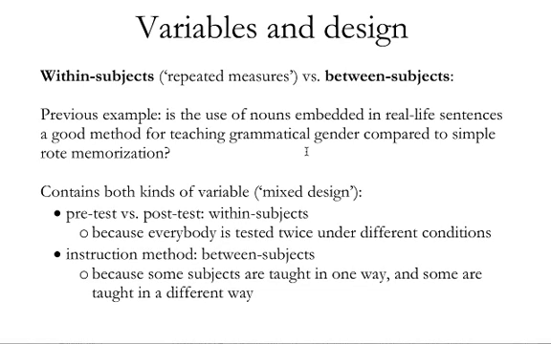And that's going to be a within subjects variable because everybody is tested twice under different conditions, and that's happening within each subject's data. But the instruction method here, the use of real life examples versus just rote memorization, that's a between subjects variable. Why? Because some subjects are taught one way and some subjects are taught in a different way. And when you compare those two methods of teaching, you're going to need to compare between different subjects. So this is a mixed design that involves both within subjects and between subjects variables. And this is very, very common in linguistics.